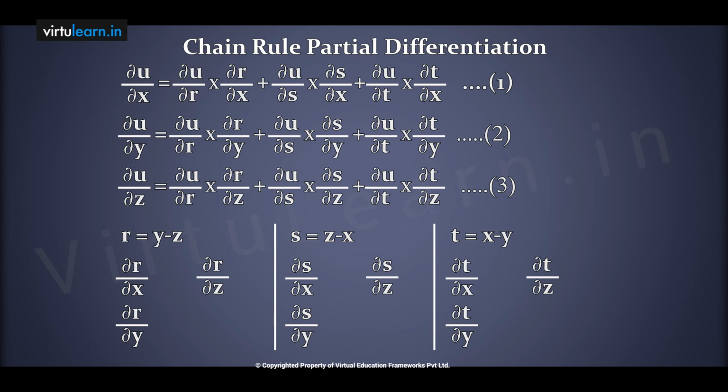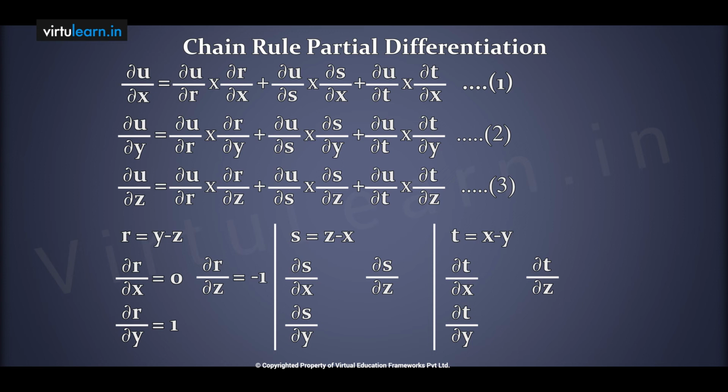Now r equal to y minus z. ∂r/∂x: there is no x term, 0. ∂r/∂y, 1. ∂r/∂z, minus 1. With respect to z, when you are doing differentiation with respect to z, the coefficient becomes minus 1. Now s equal to z minus x.